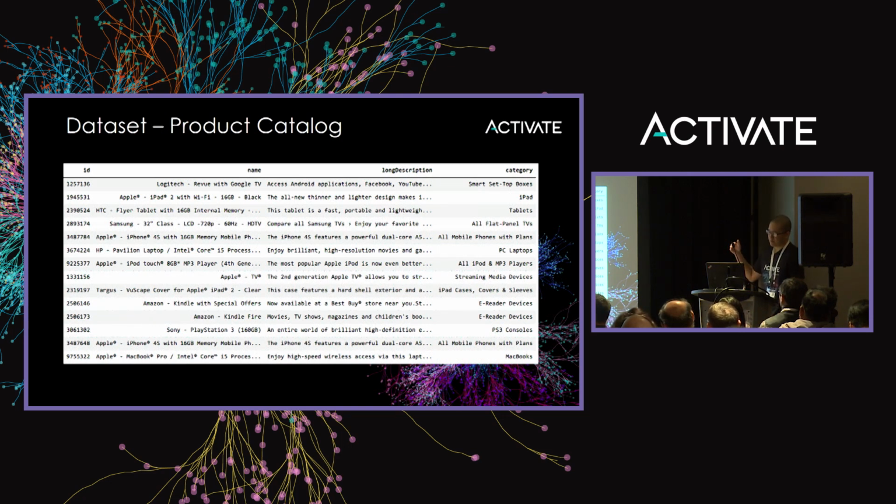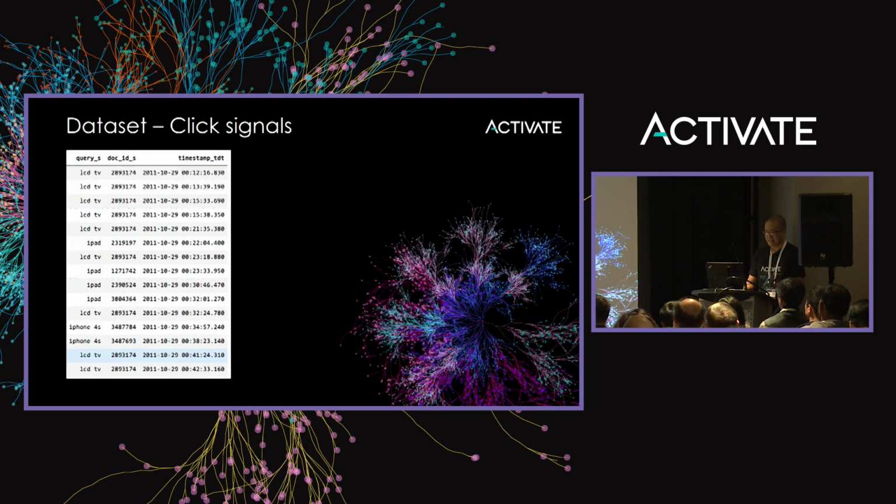Just to give you a sample of what this looks like. Here are some sample products. You have an iPad 2 and 32-inch TVs. So this is from a while ago. And click signals, pretty much a flat list of click events. Each click event will have a query and a doc ID and a timestamp. So if you look at the first row, this indicates that a user searched for LCD TV and clicked on that document when searching for that search term.